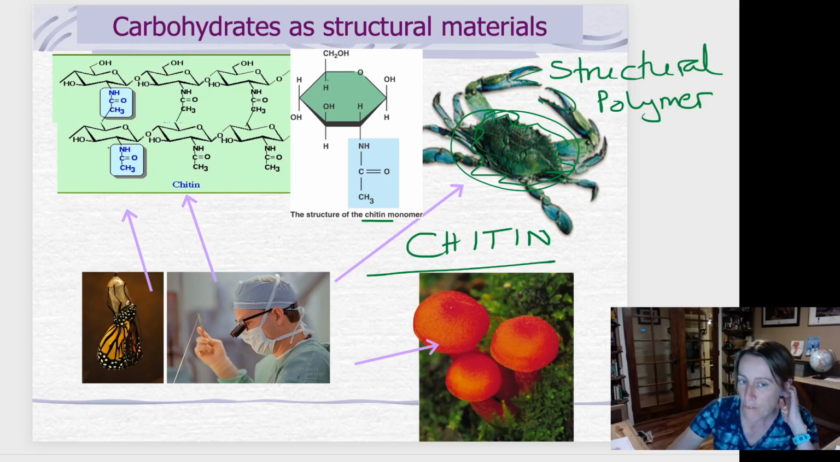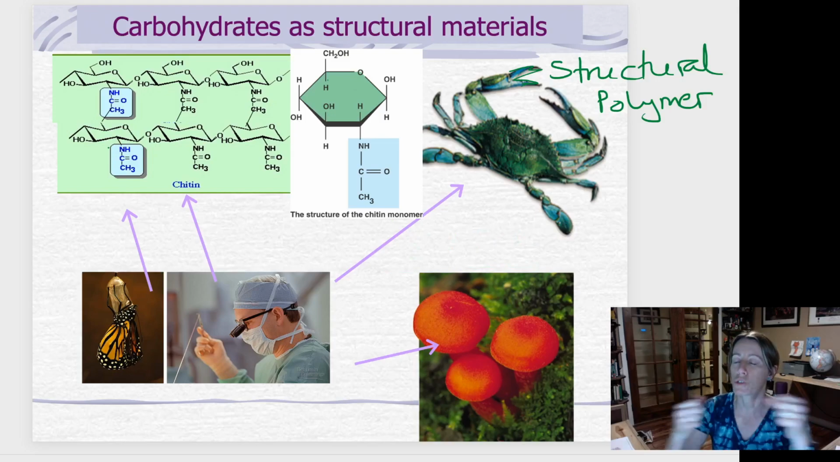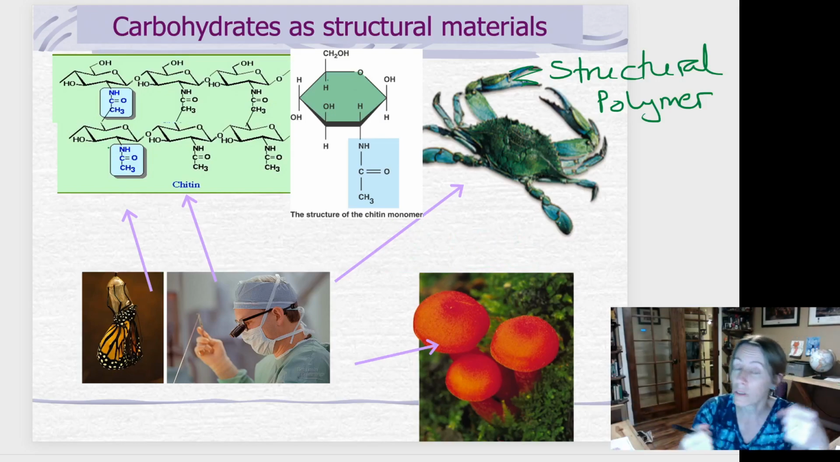So you can make fine, delicate stuff. You can make really thick coats, things like that. Or you can make the walls of fungi. The other interesting thing about chitin is that since it can be so strong, yet so flexible, we use it to make sutures. So that's what this picture is all about.